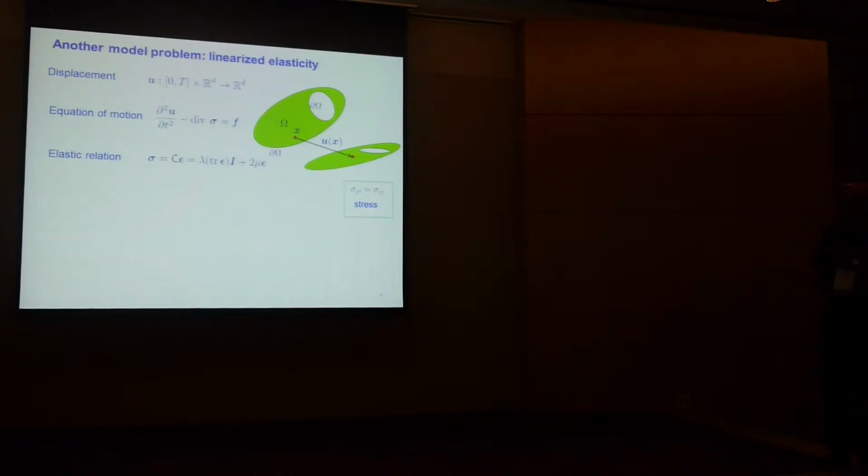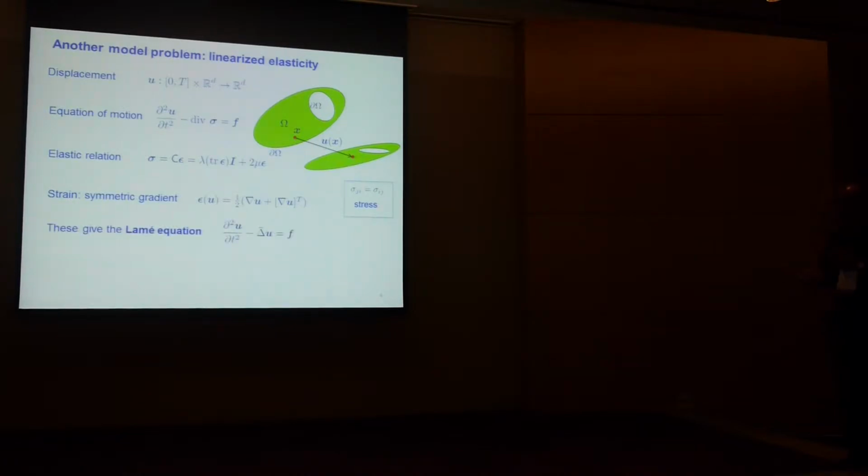The analog of Fourier's law would be the elastic relation, which tells me that the stress is related to the strain, which is the symmetric gradient. So instead of just grad of temperature, I've got the symmetric gradient in this instance here. And it's a very simple linear relationship where lambda and mu are two material parameters.